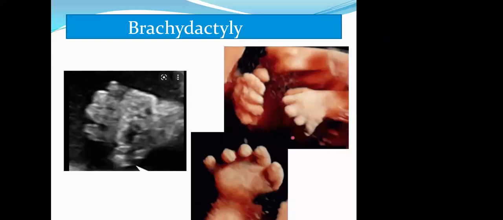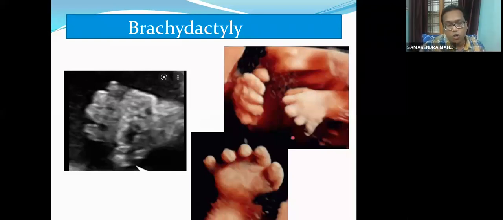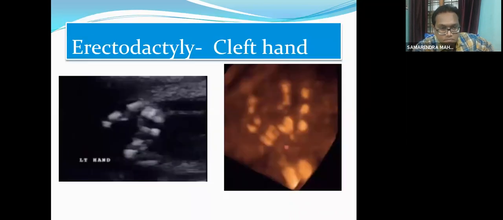Now coming to the brachydactyly, where the fingers are short and looking stubby. The left image is showing the soft tissue, all the fingers are looking short and stubby, and the other is the 3D surface rendering view of both the dorsal and the palmar side of both the hands.